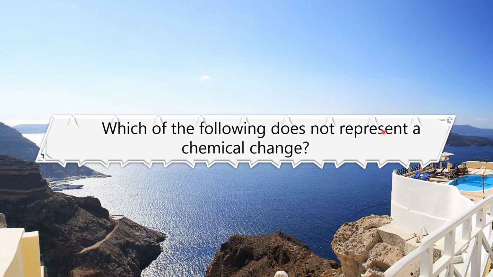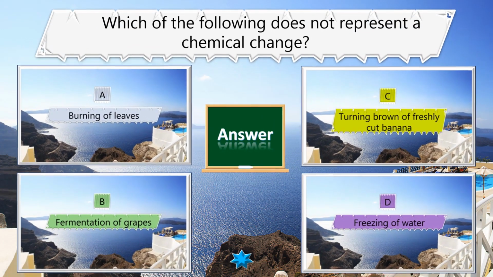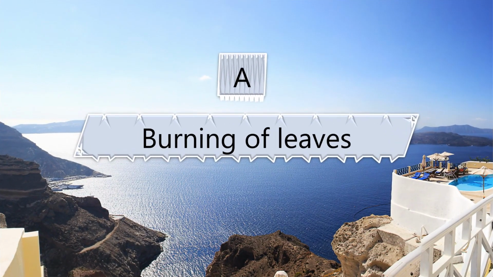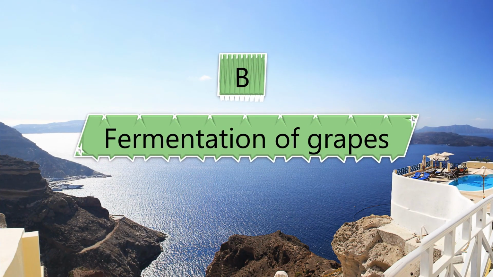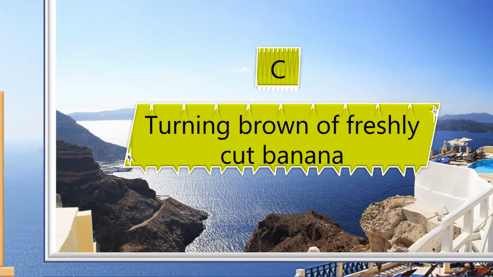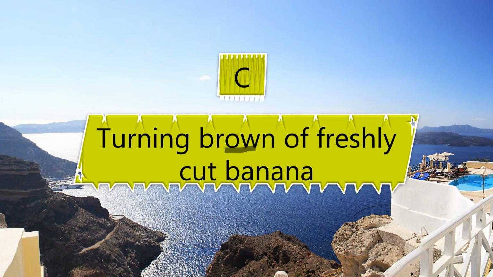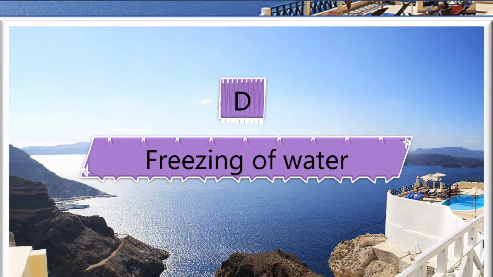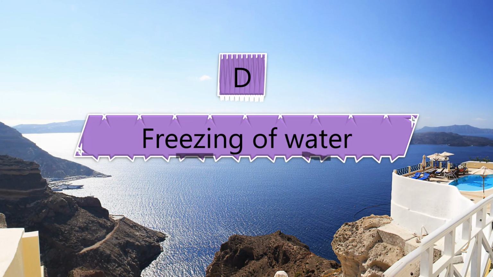Which of the following does not represent a chemical change? Burning of leaves, fermentation of grapes, turning brown of fresh cut bananas, freezing of water.